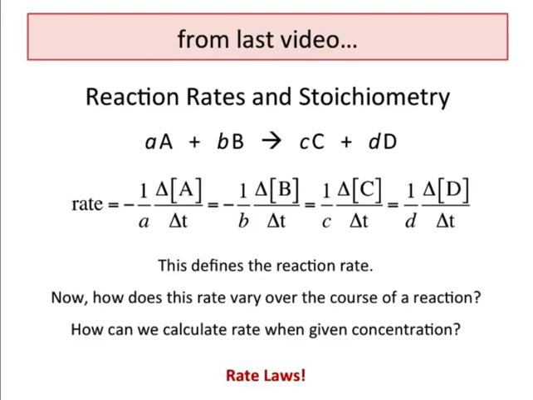Now, how does that instantaneous rate vary over the course of a reaction at different points in the reaction? So that's one thing. Then the next is, how can we calculate this rate if we're given where you are in the reaction? Because the rate changes as you go through the reaction. And so that you need rate laws for.